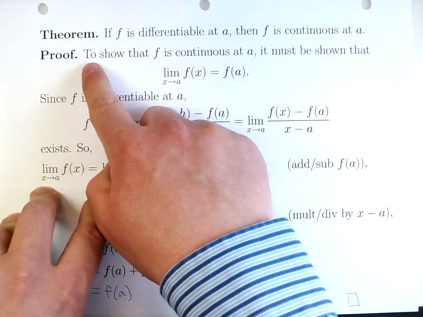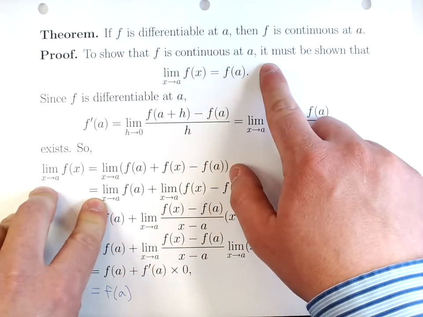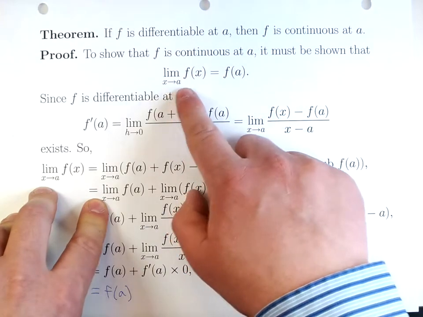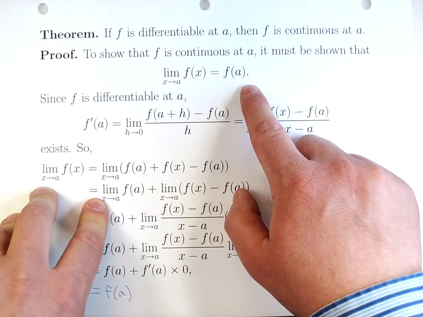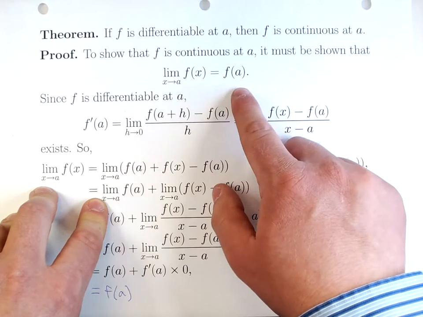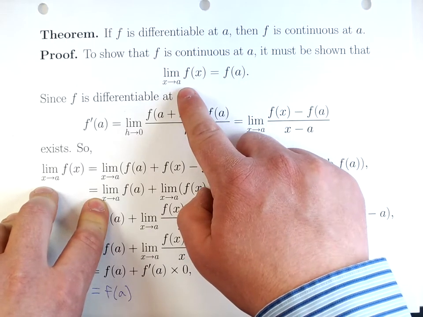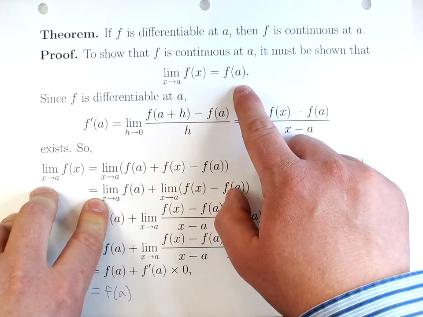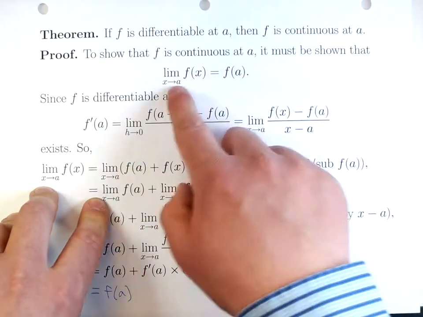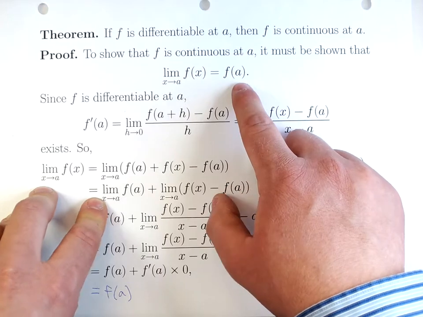So, I tell the reader, to show f is continuous at a, it must be shown that, and I write down the definition of continuity. This is what it means to be continuous at a. It's the definition: the limit as x approaches a of f of x equals f of a. So I start off, notice the English sentence, and that would be required. This is the way it's written.